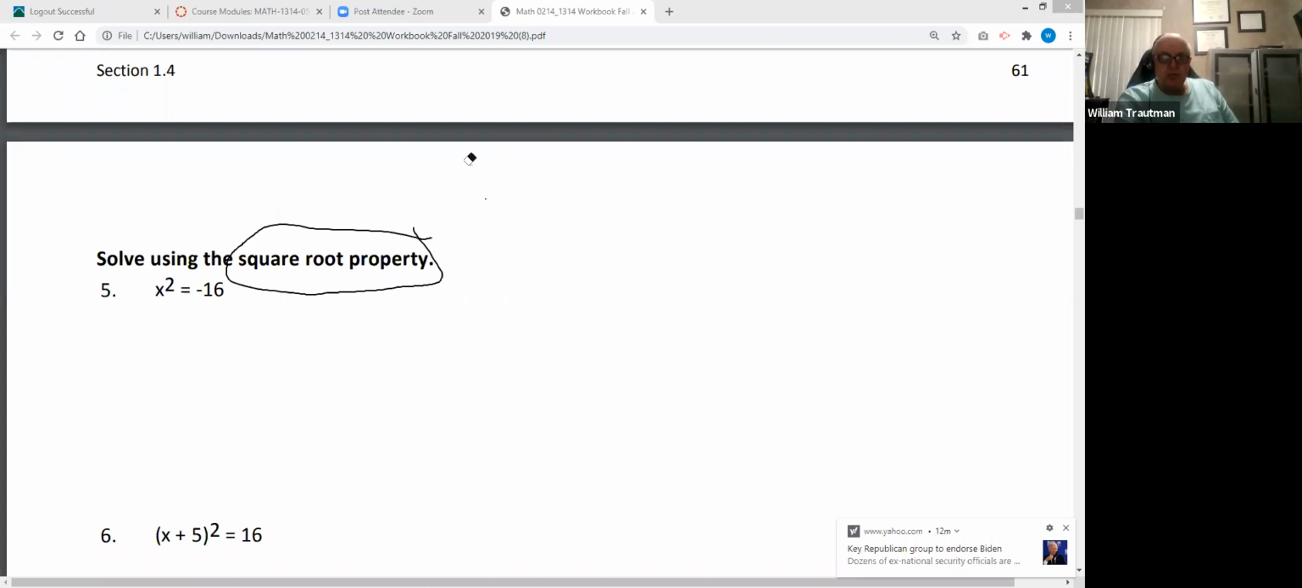I'm going to put the steps for the square root property. Square root property steps. Step number 1. Isolate the square on one side.